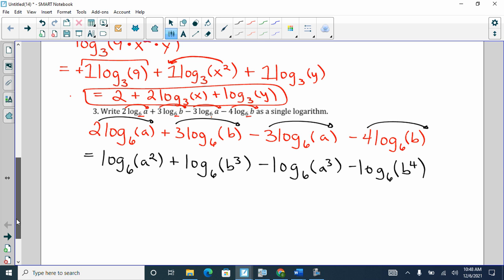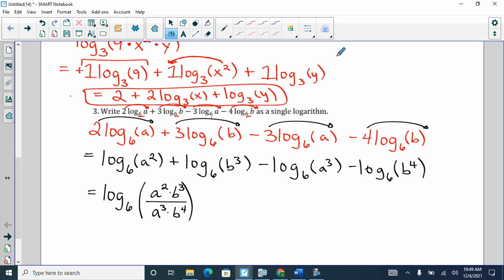Can I now put them together? Anything with a +1 in front goes to the top, the numerator. Anything with a -1 in front goes to the denominator on the bottom. So we're going to get log base 6. There's more than one thing in the numerator or in the denominator. What am I going to do with them? There's more than one. Multiply. So I'm going to get a squared in the top times b cubed in the top, a cubed in the bottom times b to the 4th in the bottom.